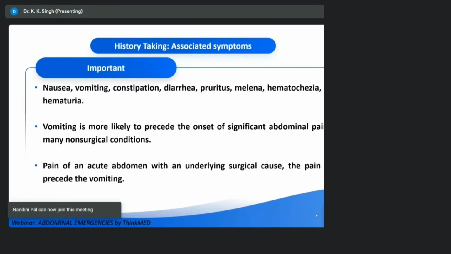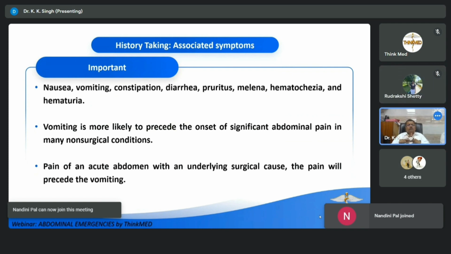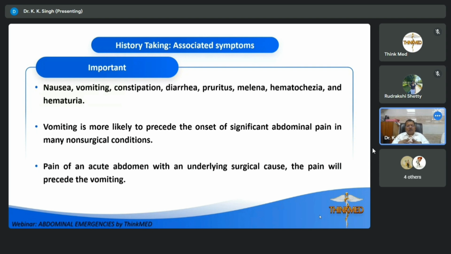Then the other features like associated symptoms, as I told you: nausea, vomiting, constipation, diarrhea. These will give you some idea of altered bowel habits, or that the etiology lies inside the intestine. Pruritus can be in case of jaundice. Melena, upper GI bleed. Hematochezia, large bowel bleed. And hematuria in the cases of renal symptoms, genitourinary.